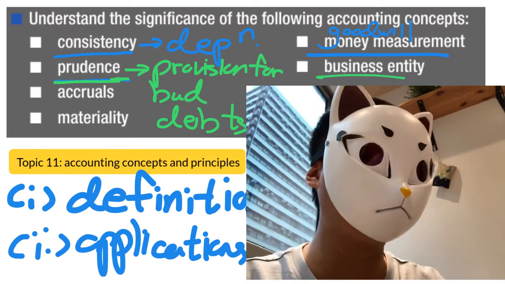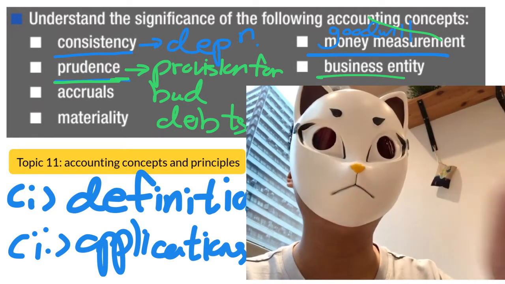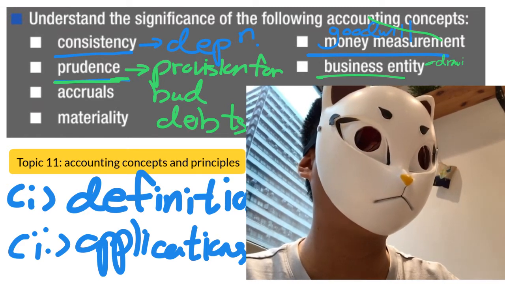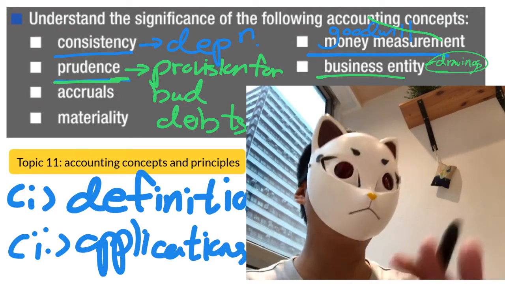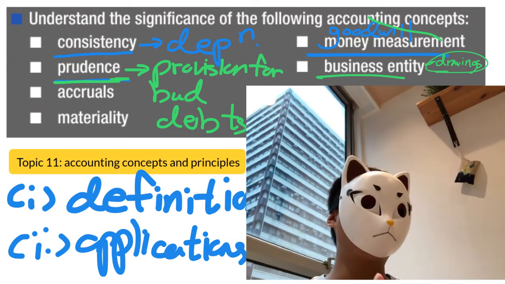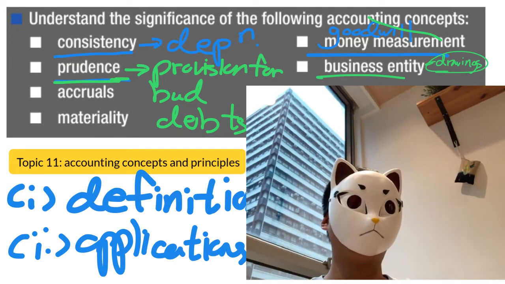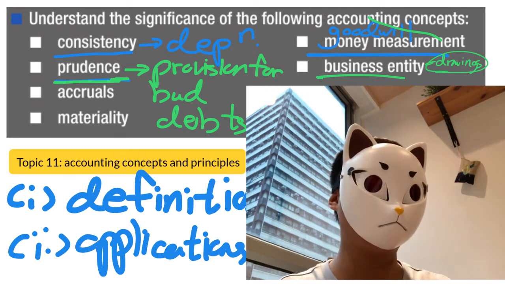The last one is business entity. Usually it talks about private use. For example, the owner took some goods from the company for private use. This one would usually link up with drawings. So you know how to do drawings, right? So these are, I would say, the exam-oriented approach to tackle this topic.